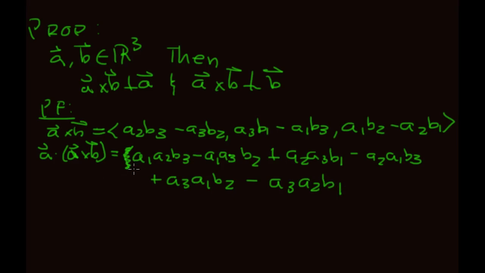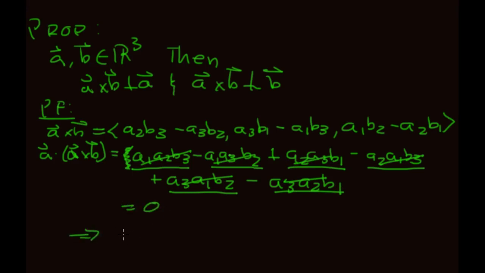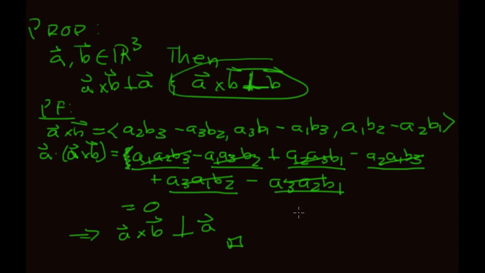All right, so if I carefully look here, I have A1A2B3, and this is A1A2B3. They cancel. A1A3B2 is the same as A3A1B2. They cancel. A2A3B1, A3A2B1. They cancel. So that means this is 0, which means that A cross B is orthogonal to A. And a similar argument can be made for B. I'm not going to go through all that because it's going to be the exact same proof, except for when things fall out, it's because you're dotting with B.